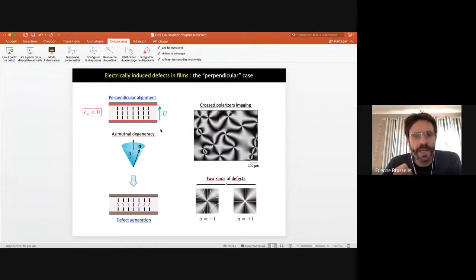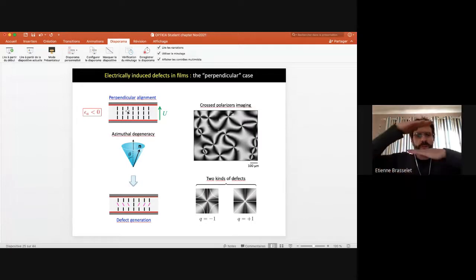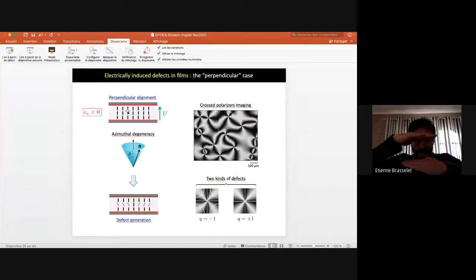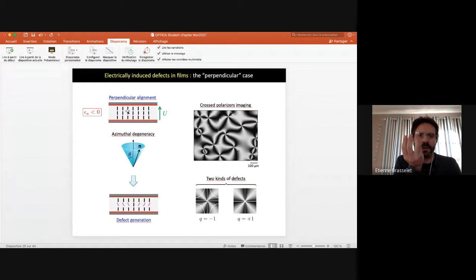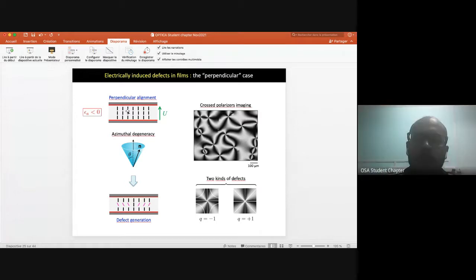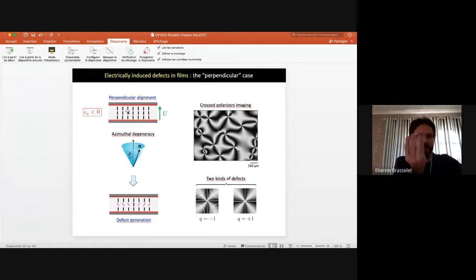In this case, okay. So let's take this situation. Do you see me properly? You see the two substrates are like this. It's important to imagine my fingers are the molecules, the black sticks on my screen. These are the molecules. The two substrates are here.